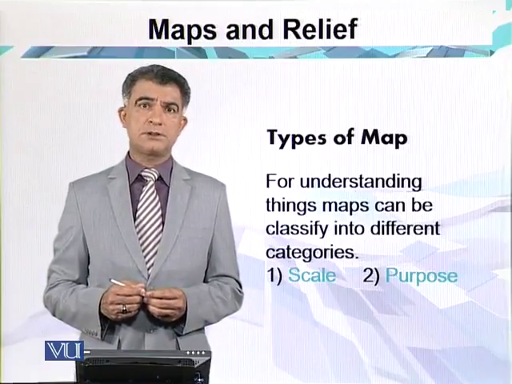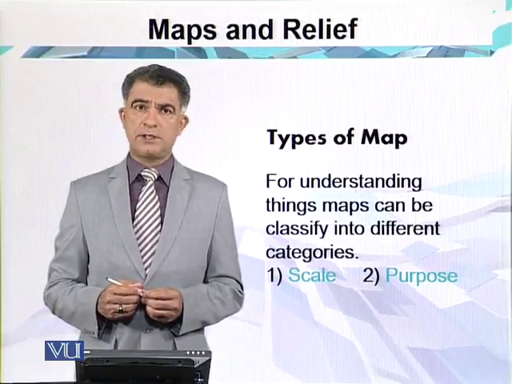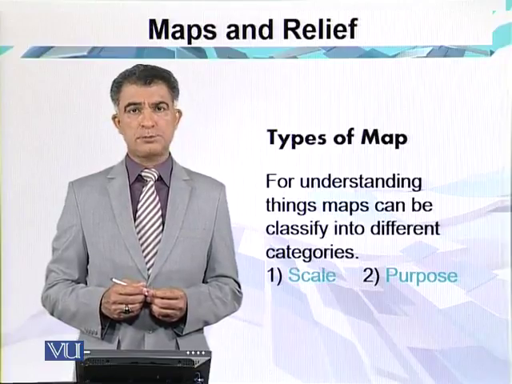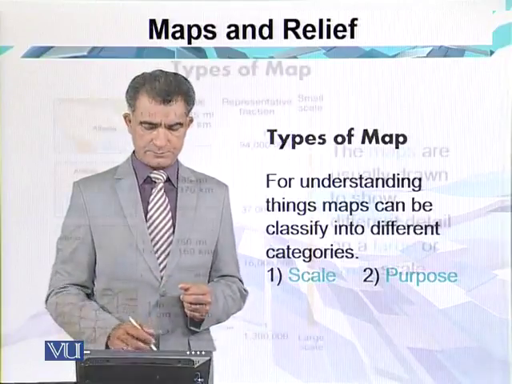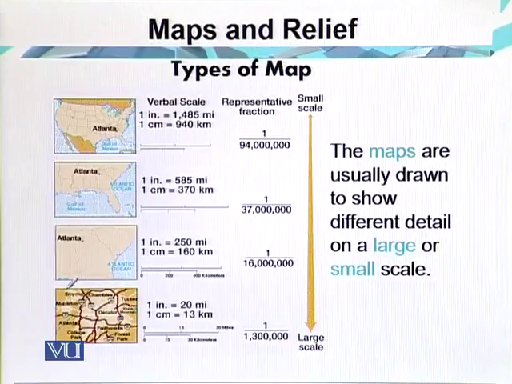Number one, the maps are drawn on the basis of scale, and number two, the maps are discussed on the basis of purpose. So here we have the maps on the basis of scales. The types are there. We start from small scales to large scale.